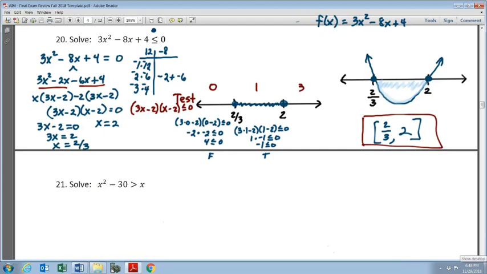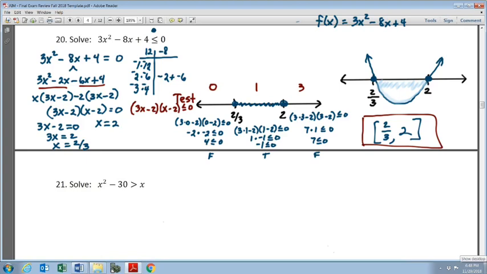And then when we plug in 3, we'll have 3 times 3 minus 2 times 3 minus 2. So 3 times 3 is 9, and 9 minus 2 is 7. And 3 minus 2, of course, is 1. And 7 is not less than or equal to 0, so this is false. And so we don't shade there.